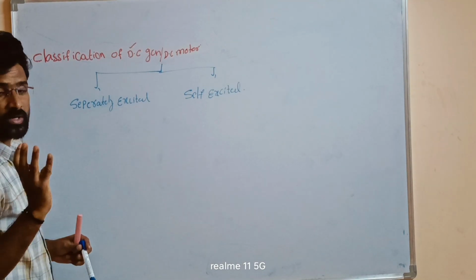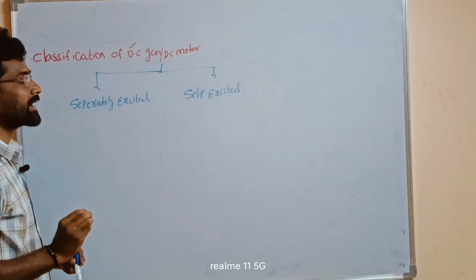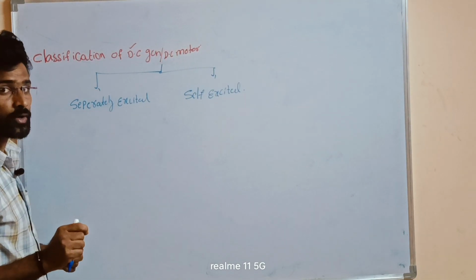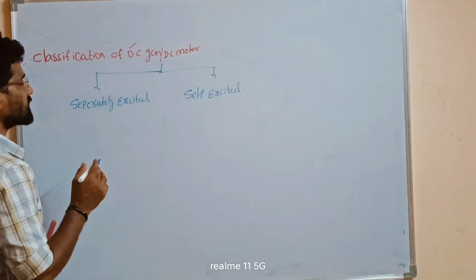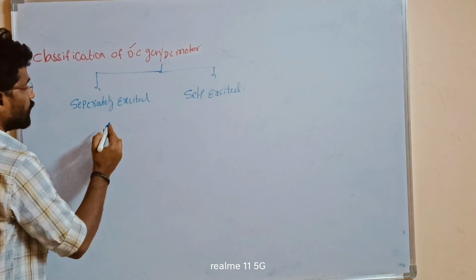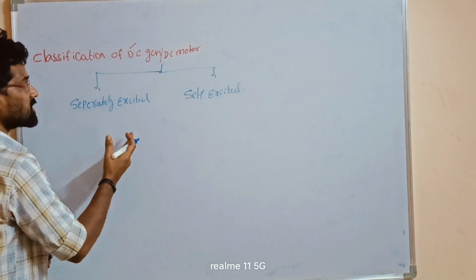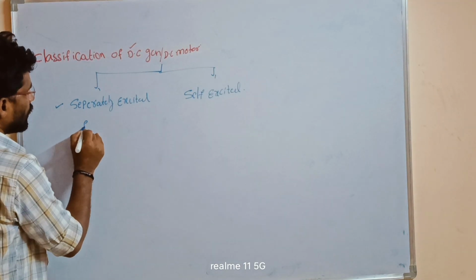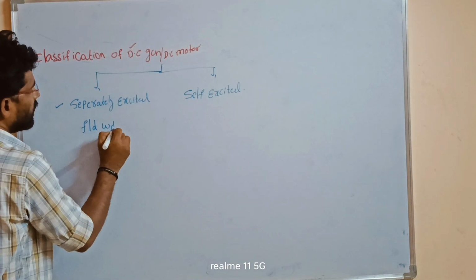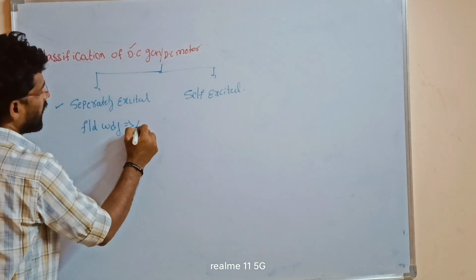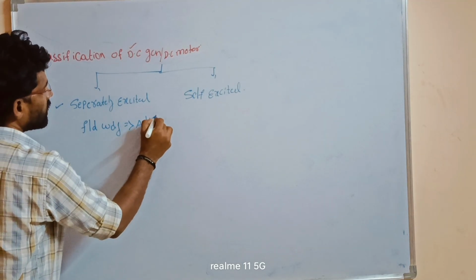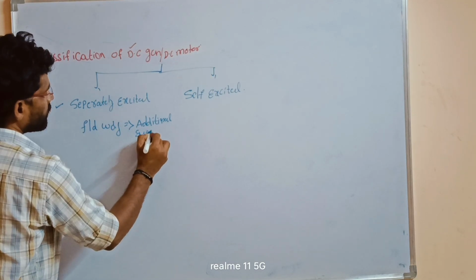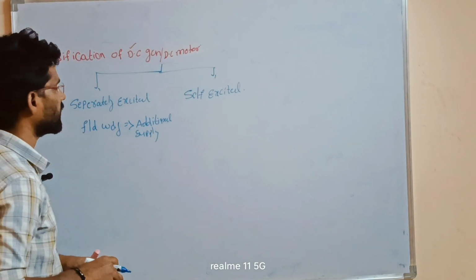are stator and rotor. On the stator side we connect the field winding. The field winding is connected to some additional supply. It is nothing but double excited. So the field winding is connected to the additional supply, and that is nothing but separately excited.